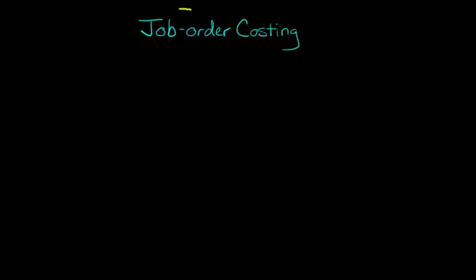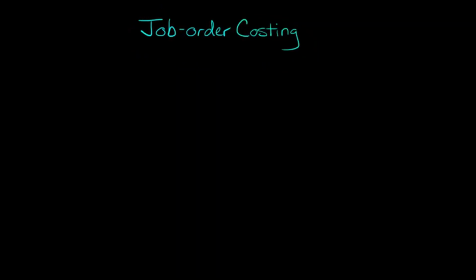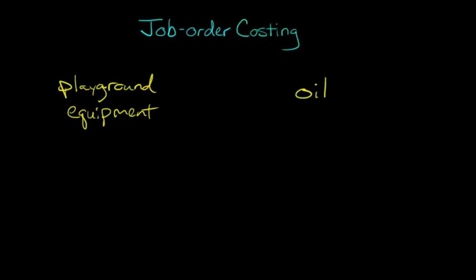In this video, we're going to talk about job order costing. When a firm has multiple different products, let's say a firm that manufactures playground equipment, the firm has to use job order costing when determining its costs. Now, let's compare and contrast this for a moment with a firm that just has a homogeneous product such as oil. All oil is basically the same, right? Oil is oil. And so if a firm is just dealing with oil, then they use a process costing system.